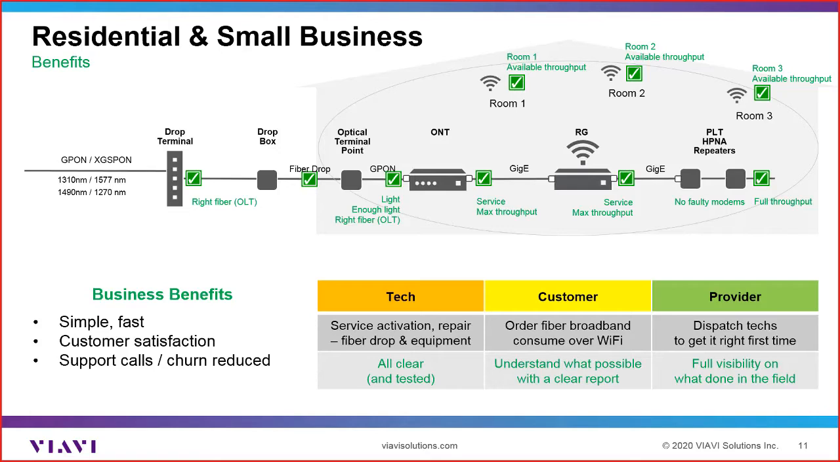And that way he knows he's got the right fiber coming from the OLT, got the right light, enough light, and behind the ONT and gateway, he's getting the max throughput that it should be getting, and there's no issue with any of the equipment, and Wi-Fi coverage throughout the home where the customer is going to be using their devices is well understood and meeting the expectations of the customer. So that way they are able to see that.